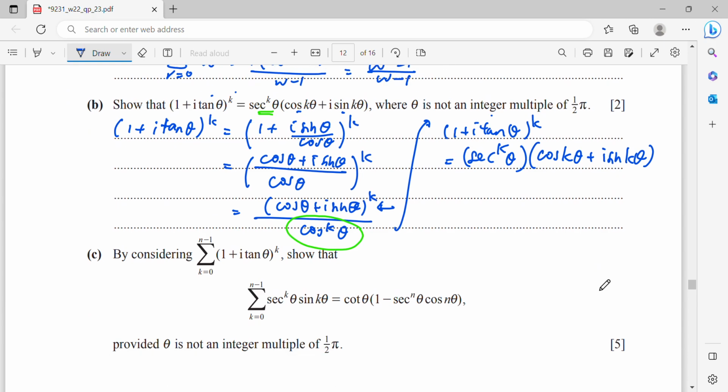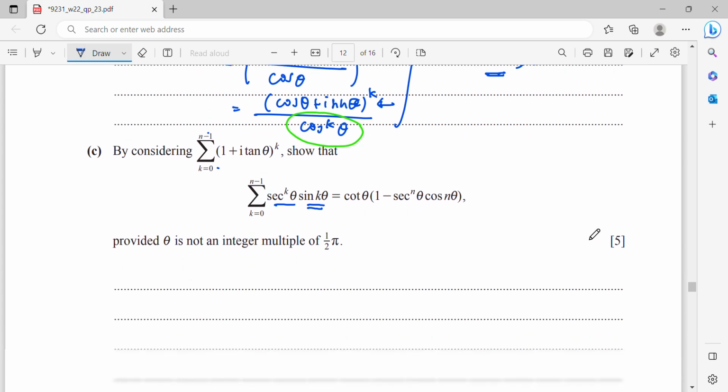Now, see, by considering the summation, so now you add on the summation to the left side, show that the summation is the same summation: secant to the power k theta, sin k theta. So here is the secant to the power k. Okay. So you consider the summation of the left-hand side, then equals to right-hand side. So now, let's solve this question.